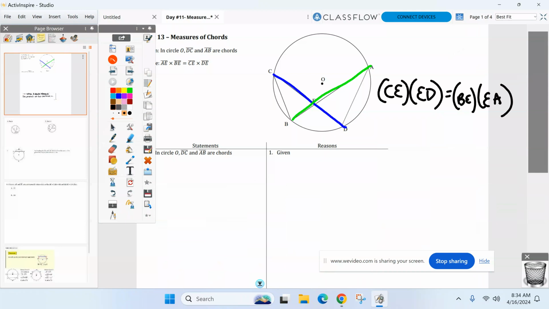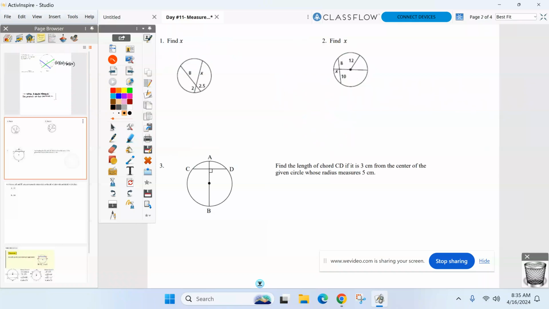Questions? Got to have two chords, though. Two chords, and they have to intersect each other for this. That's why, if anybody's wondering, look at the diagram. CB is a chord, isn't it? But it doesn't intersect another one. So that's why we're not using CB or AD here. It doesn't work. All right, let's do some numbers now, some algebra.